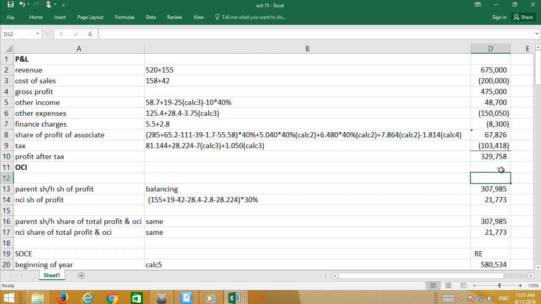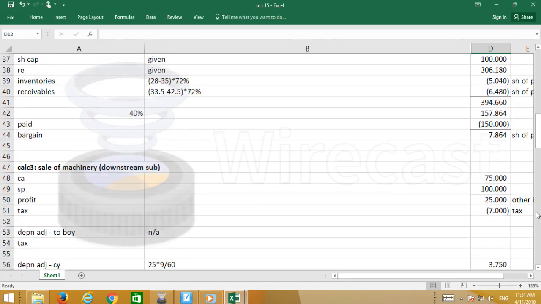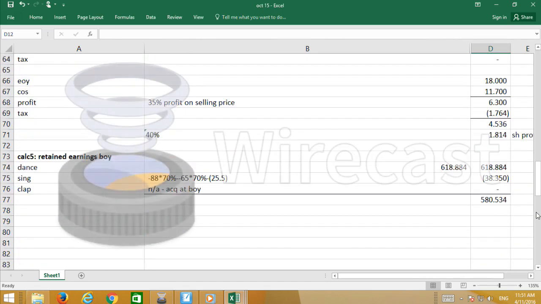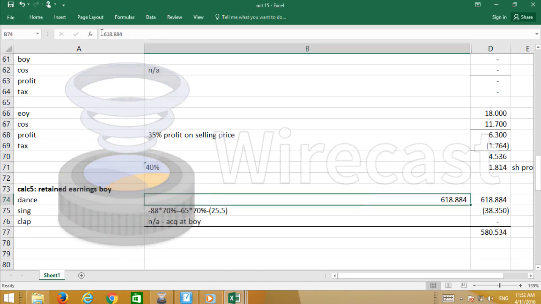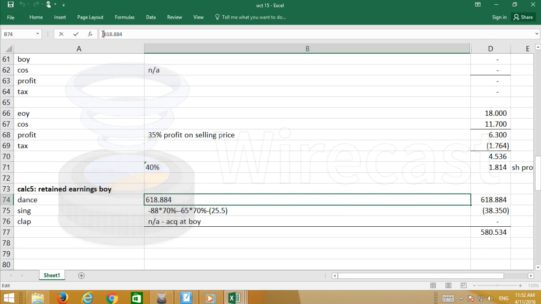Then statement of changes in equity. So statement of changes in equity, I did a calc at the bottom for retained earnings. Retained earnings for the parent is a straightforward number. It's just the number for the parent. Yeah. And I had put a thing on here. It's not 618, it's 618,844, 844, not 884.